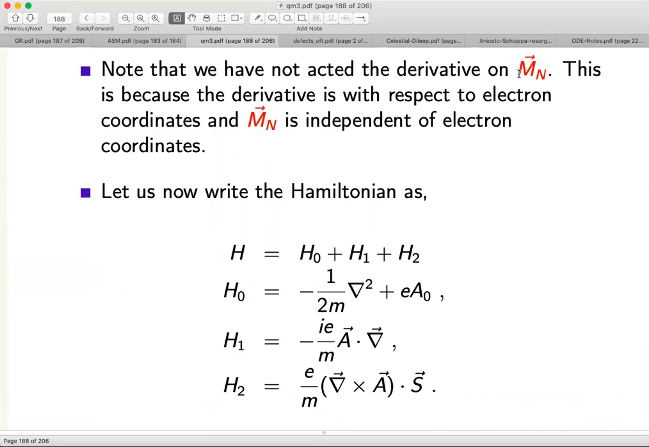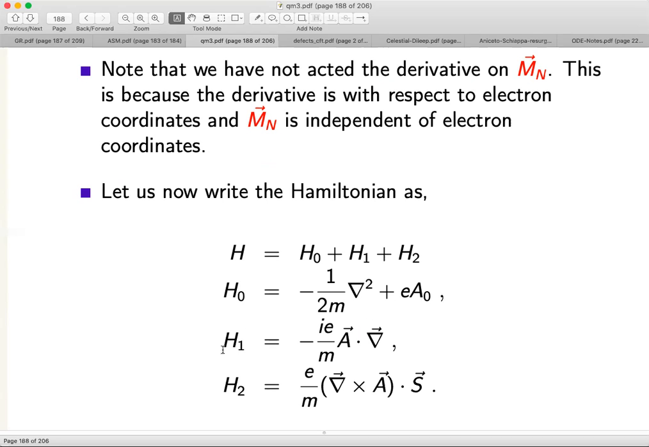So this is what I was explaining, that the derivative doesn't act on Mn because it is written in terms of a different set of coordinates. Fine. So we are going to write down H in terms of H0 plus H1 plus H2. H0 is a problem which is exactly solved already, so we just write it there.